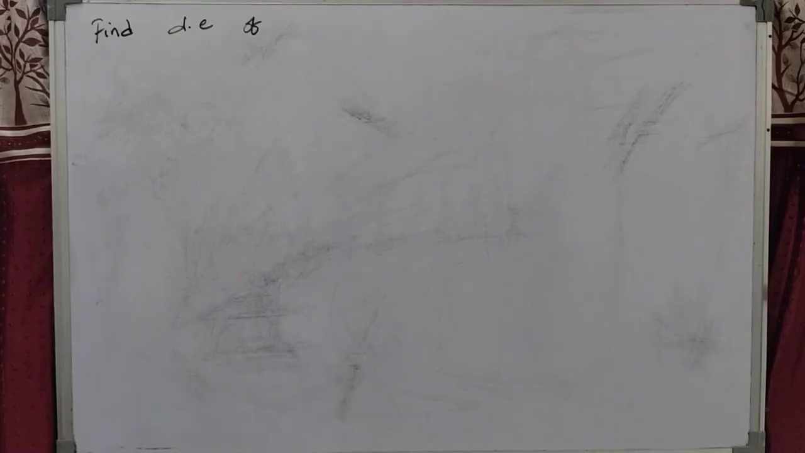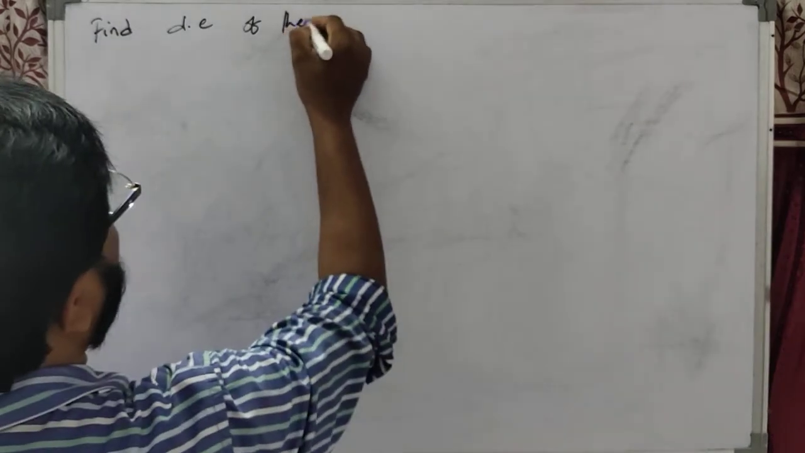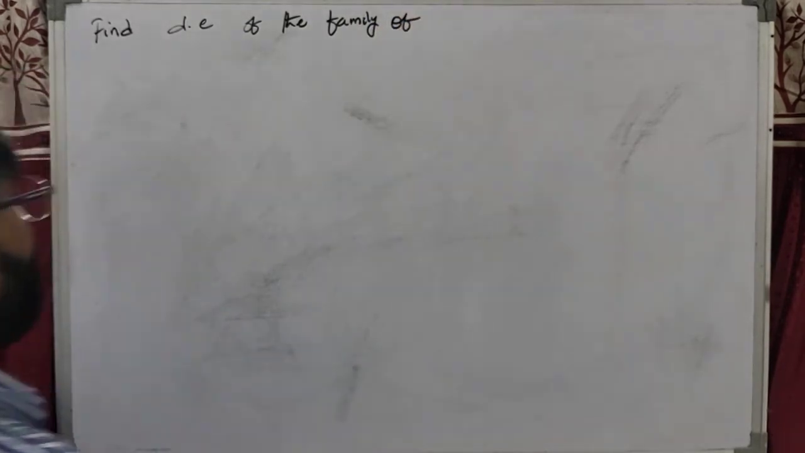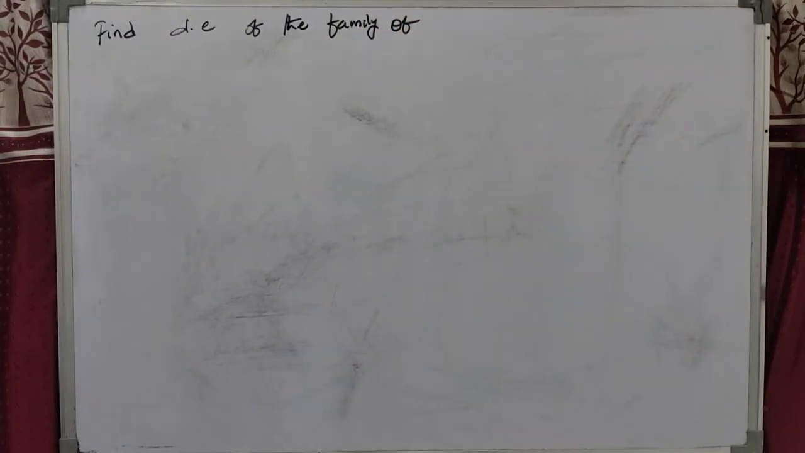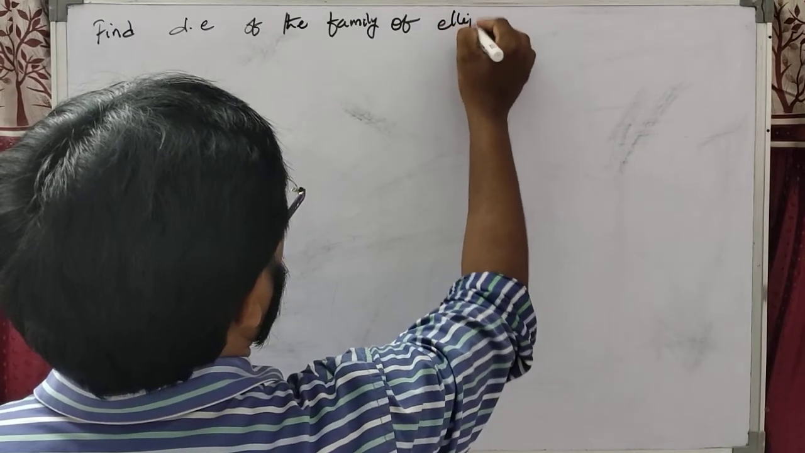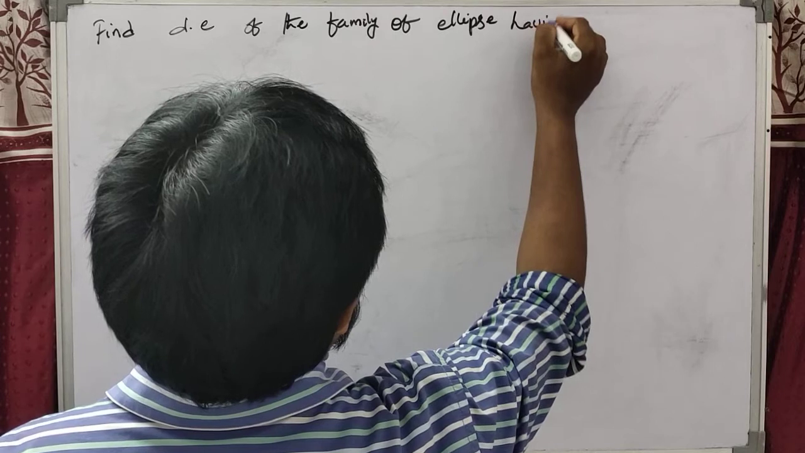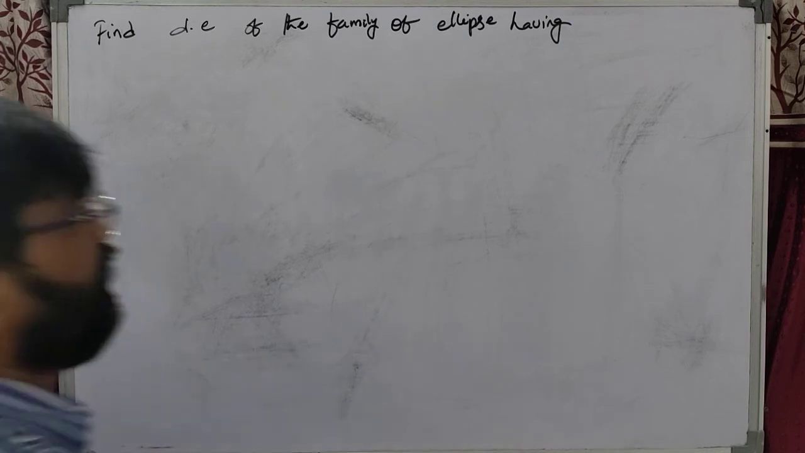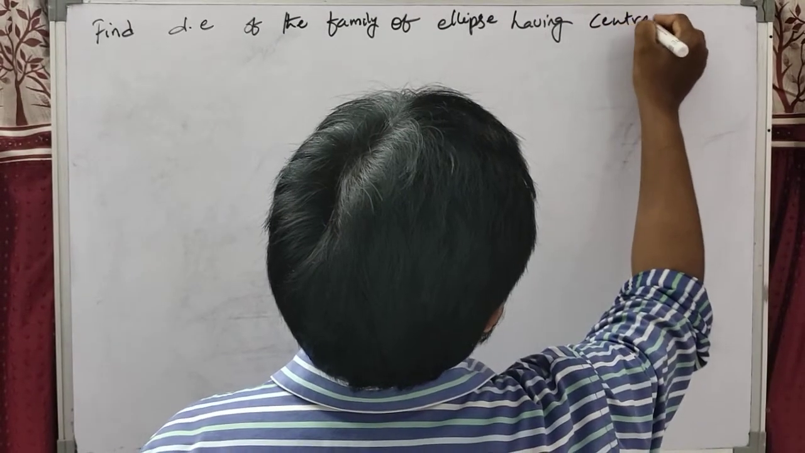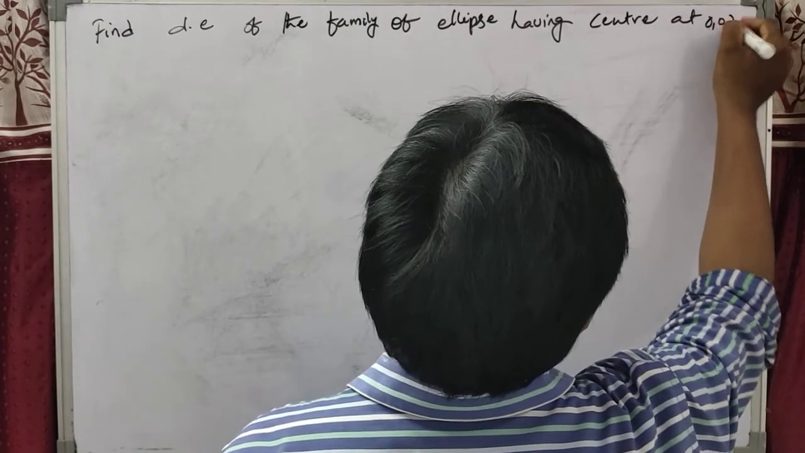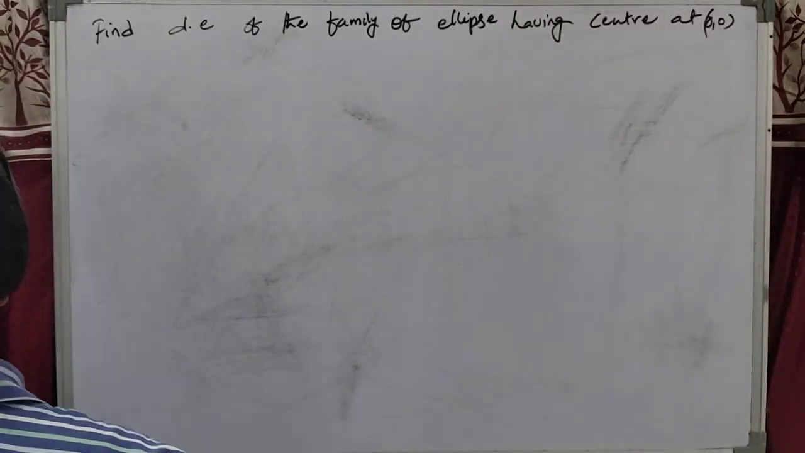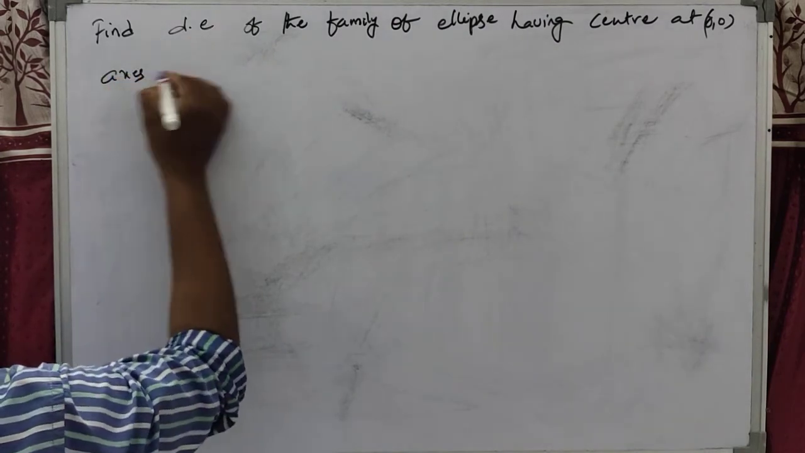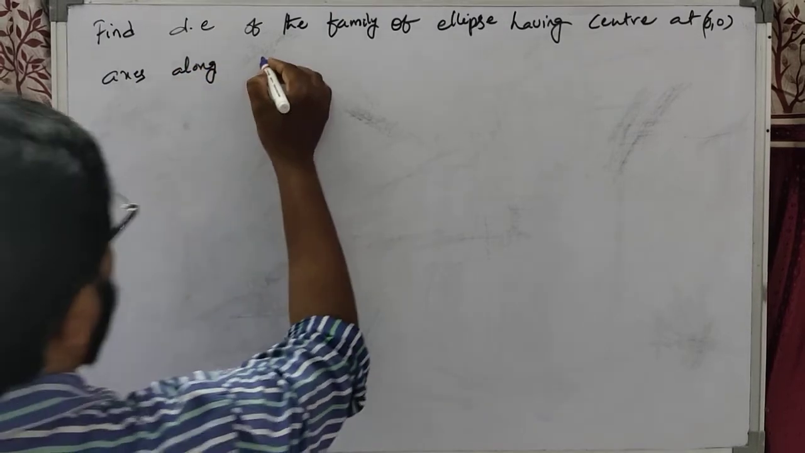Find the differential equation of the family of ellipses having the center at the origin, with axes along the coordinate axes.